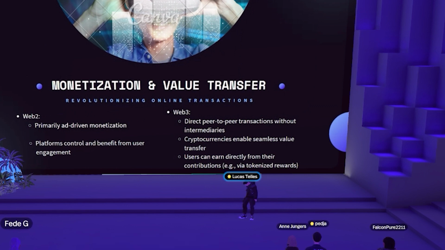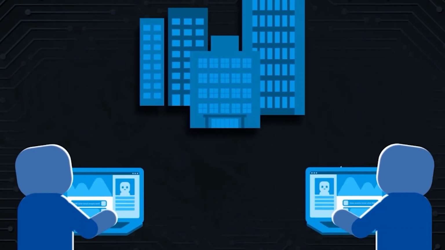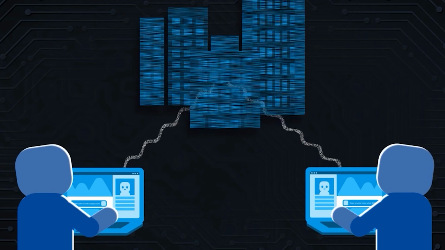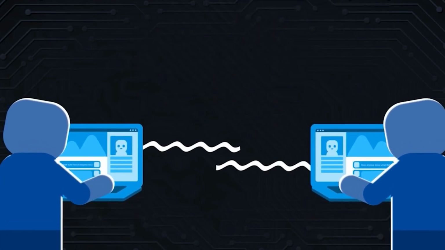On the other side, in Web3, there is a fundamental shift towards direct peer-to-peer transactions, eliminating the need for third parties. This decentralization is powered by blockchain technology, which underpins cryptocurrencies and smart contracts. As a result, users can engage in transactions and exchange value without relying on centralized platforms.